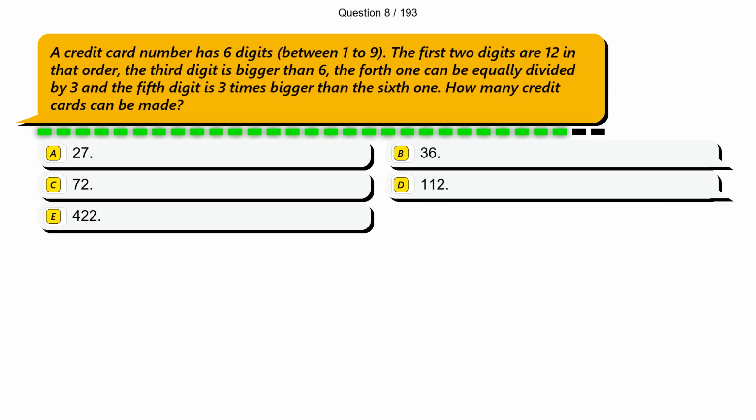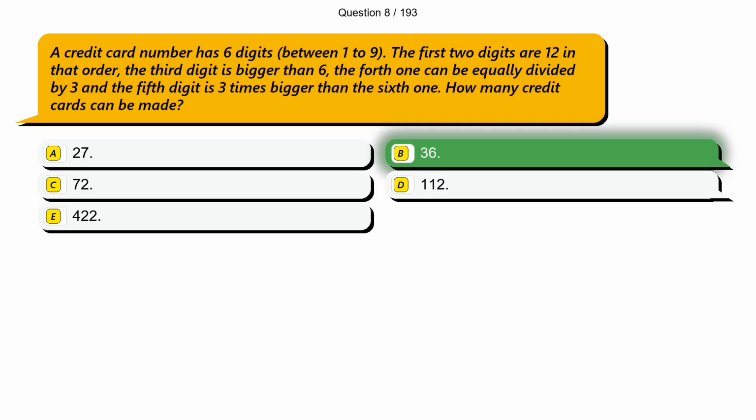Question 8. A credit card number has 6 digits, between 1 to 9. The first 2 digits are 12 in that order, the third digit is bigger than 6, the fourth one can be equally divided by 3 and the fifth digit is 3 times bigger than the sixth one. How many credit cards can be made? Option A 27, option B 36, option C 72, option D 112, option E 422.